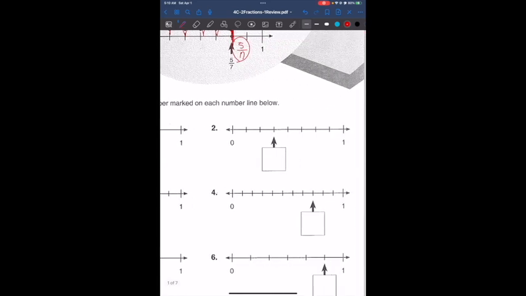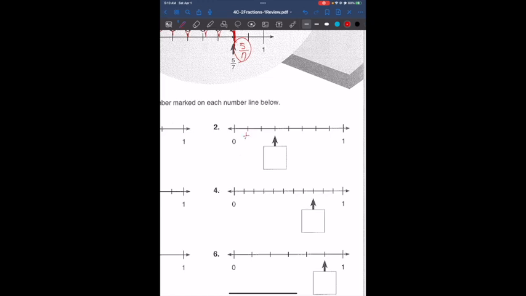Now for question 2, we have 1, 2, 3, 4, 5, 6, 7, 8 lines. So 8 spaces. So each space or each line is going to be 1/8. And since we're on the 3rd, it's going to be 3/8.